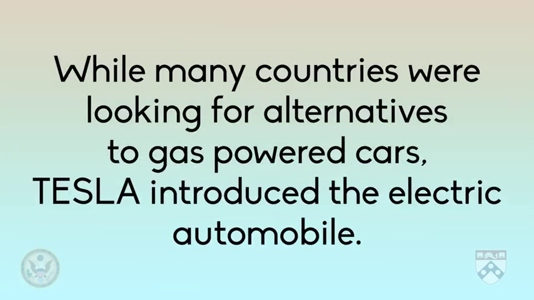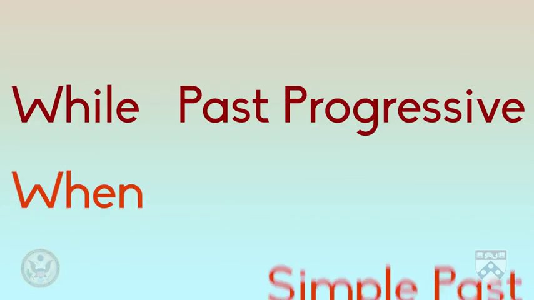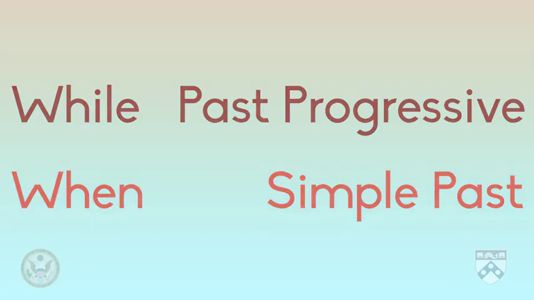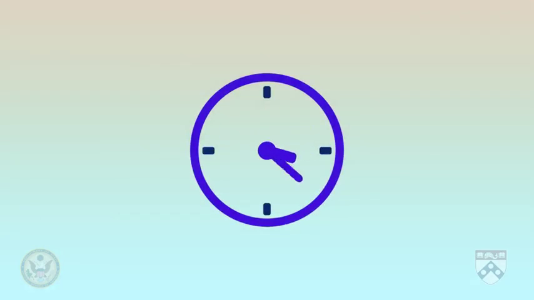Here's another example. While many countries were looking for alternatives to gas-powered cars, Tesla introduced the electric automobile. Notice that while is often used to introduce the past progressive, and when is often used with the simple past. And remember, when you choose between past simple and past progressive, think about which action takes the longest. That action will be in the past progressive form.